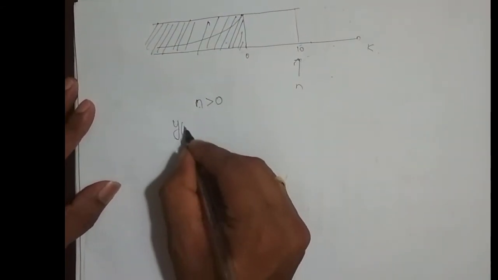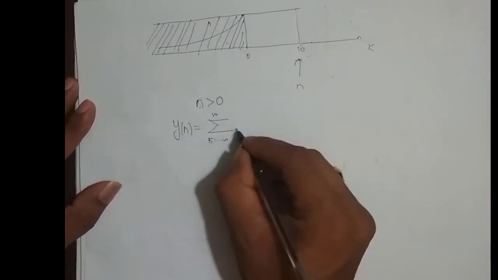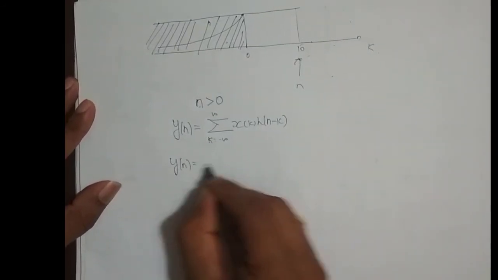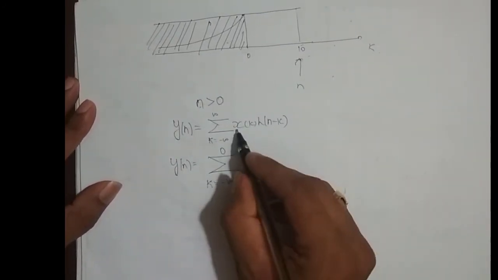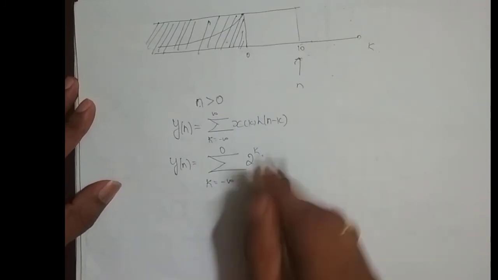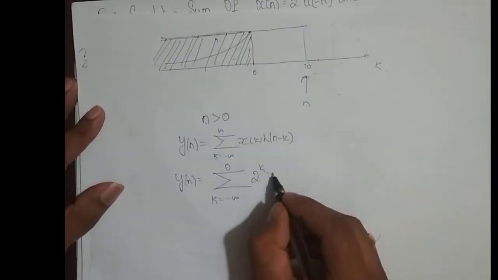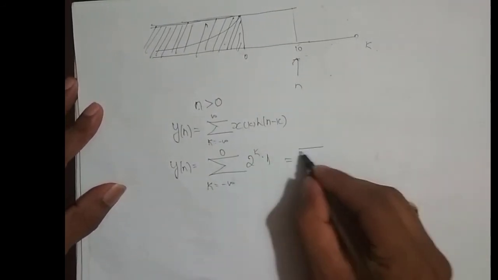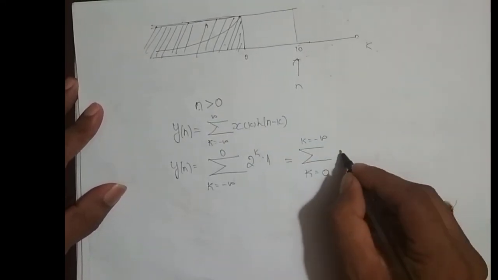For that, what is my y of n? Y of n is summation k varying from minus infinity to infinity x of k h of n minus k. So y of n is equal to, so the overlap portion starts from minus infinity and ends at 0. X of k is what? 2 power k. Why? Because x of n is 2 power n, therefore x of k is 2 power k. And what is h of n minus k? It is the unit step function, it is 1. Okay, so this is equal to what? I can write the summation k varying from minus infinity to 0 of 2 power k.